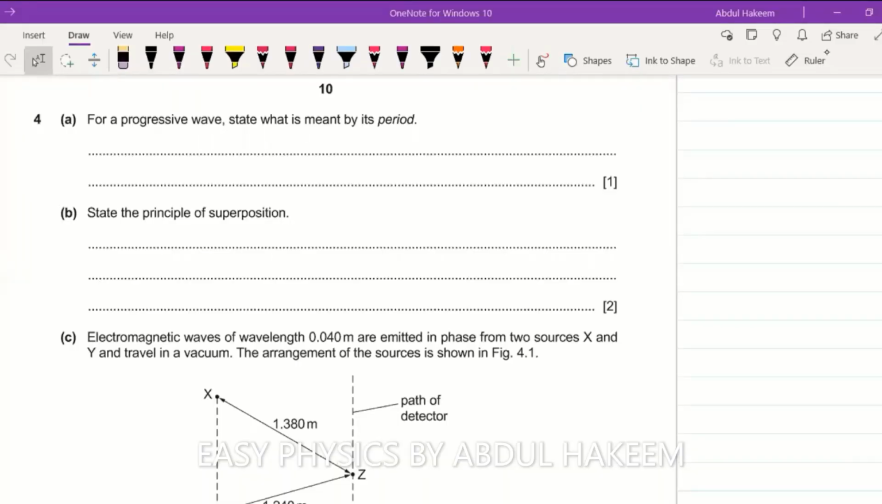Okay, this is question number 4 next. For a progressive wave, meaning a wave which has net transfer of energy, state what is meant by the period. It's simple. The time taken by the progressive wave to complete its cycle, to complete its vibration, is called the period. State the principle of superposition. When two or more waves meet at a point, overlap at a point, the displacement of the resultant wave is the algebraic sum of the displacements of all individual waves. So this is the principle of superposition.